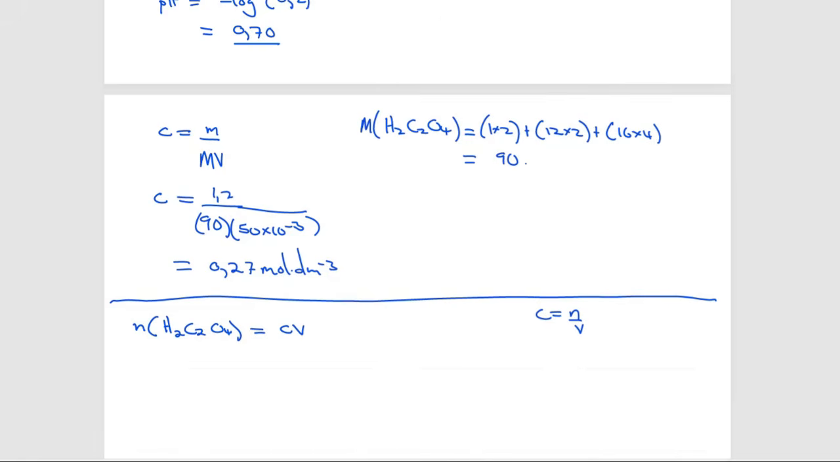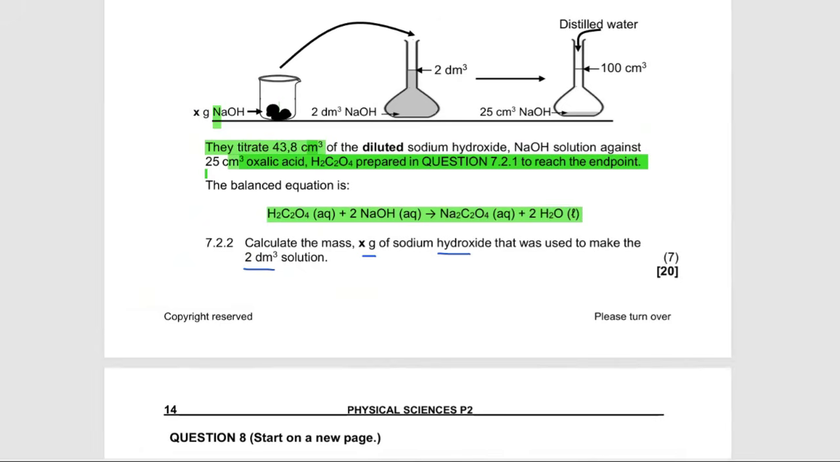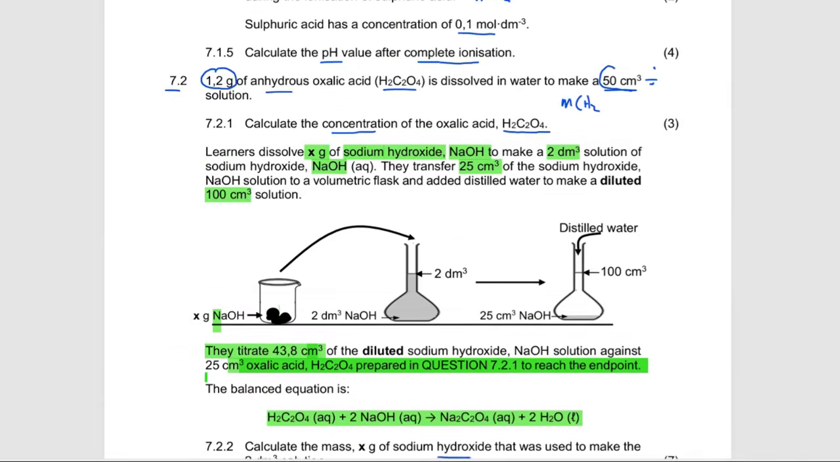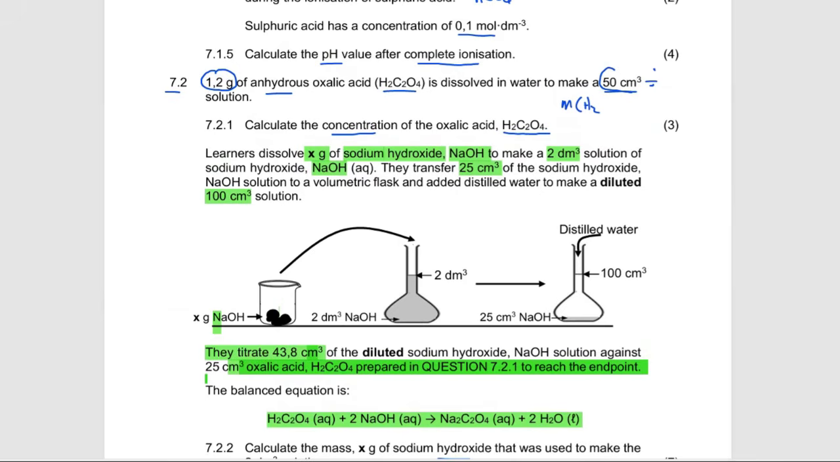Then after that, the concentration there, we already calculated the concentration of this H2C2O4 at the top there. So I'm going to take that value and substitute it, 0.27, then multiplied by the volume there. So I'm going to check for the volume. So we're given a volume of what? Let me check. They transferred 25 cubic centimeters, right?